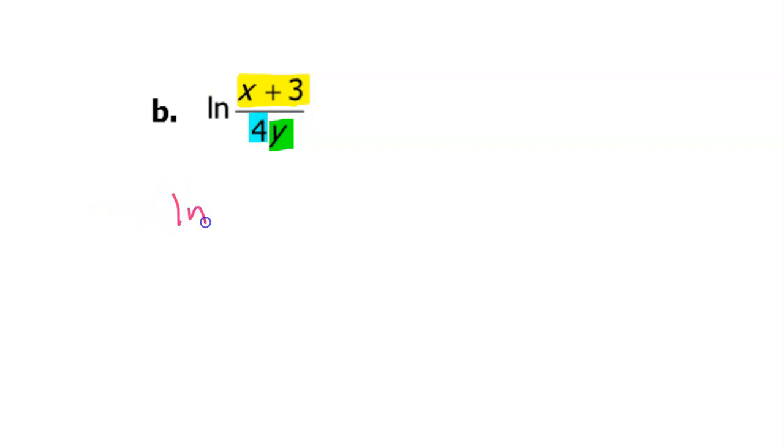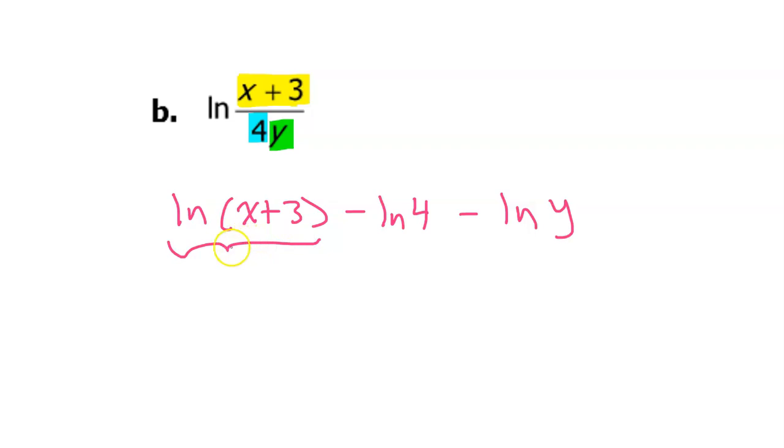So when I expand this, I'm going to have 3 terms. I will have the log of x plus 3, and I'm going to make that term positive because it came from the numerator, but then I will have minus the log of 4 minus the log of y. And that's all we can do. We don't have any rules that tell us something special we can do with the log of a sum.